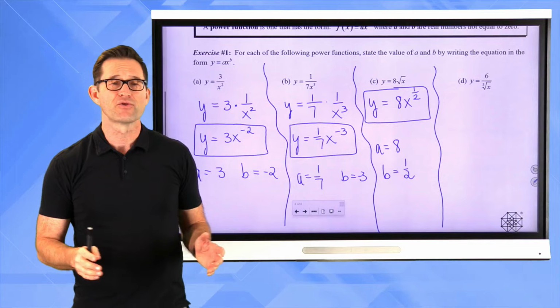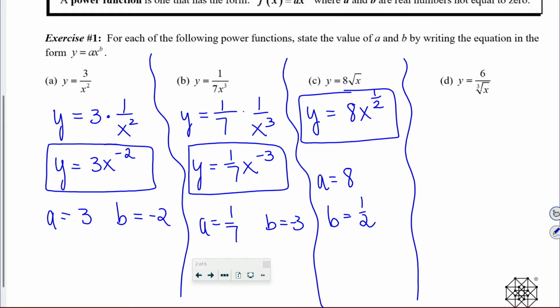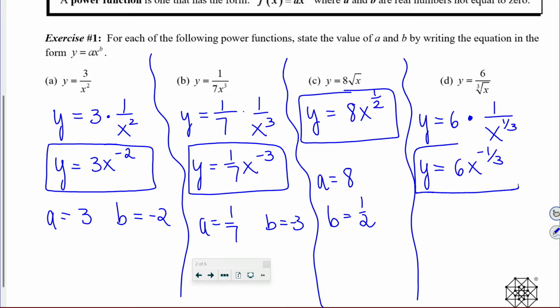Now the last one's probably the trickiest of them all, but still not too bad. Let's take a look at it. In letter D, we have y equals 6 divided by the cube root of x. We can rewrite this as y equals 6 times 1 over x to the 1/3, which means that we can write this as y equals 6 times x to the negative 1/3. There's our power function form, where our coefficient is 6 and where our exponent is negative 1/3.